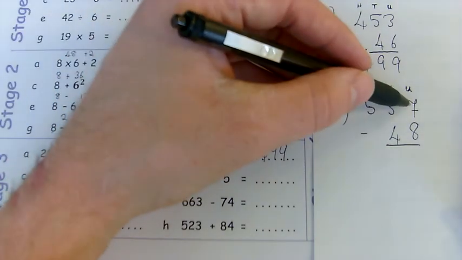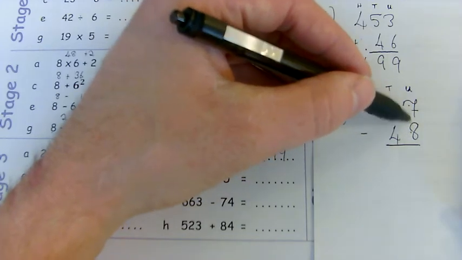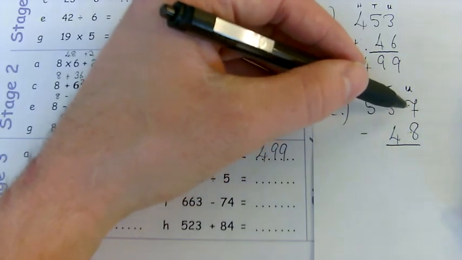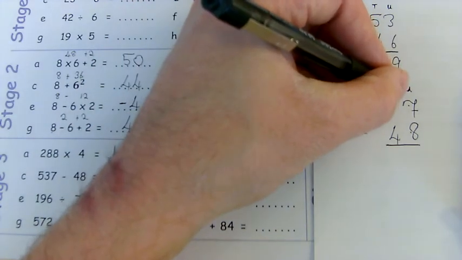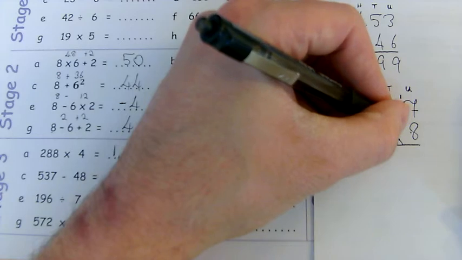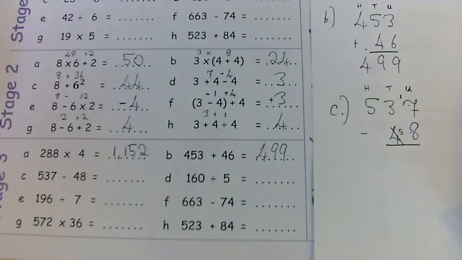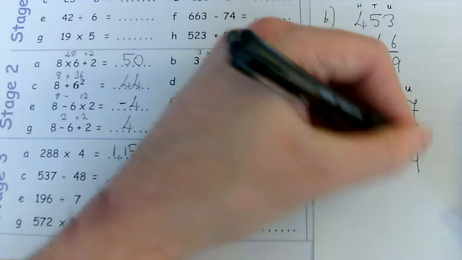I want to do 7 take away 8. I can't take 8 away from 7 because I'll end up in negative numbers and I don't want that. So what we do is borrow a 10 from our neighbour. And I'll add it on at the end now. 17 take away 8 is 9.